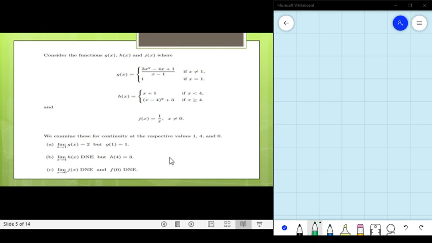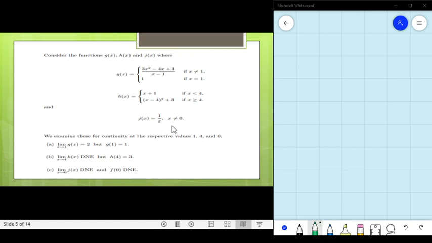We will examine these for continuity at the respective values 1, 4, 0. That means for g of x, we are going to use x equals 1. For h of x, we are going to use x equals 4, and for j of x, x equals 0.